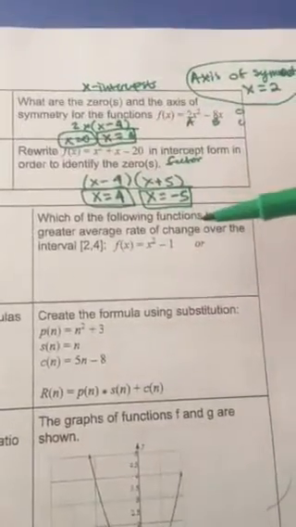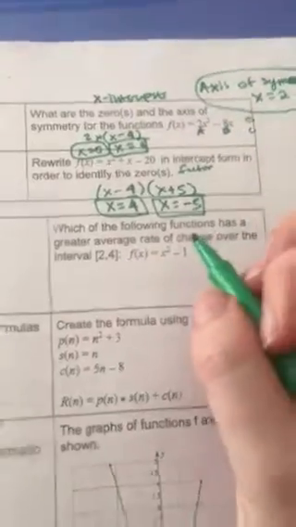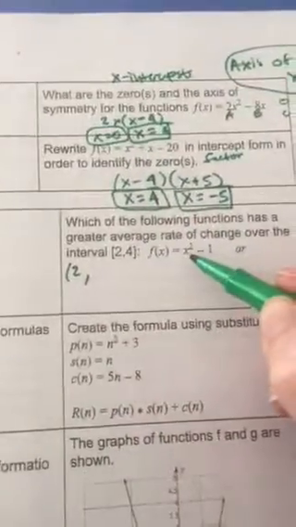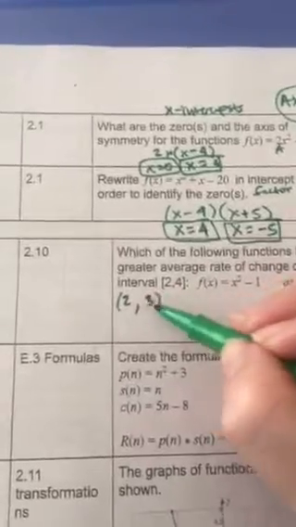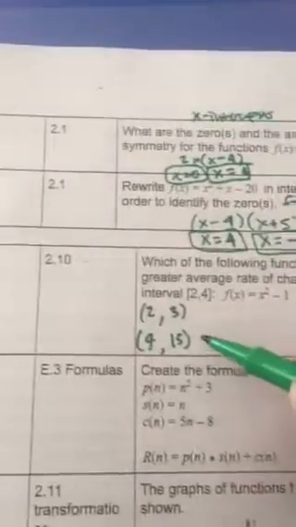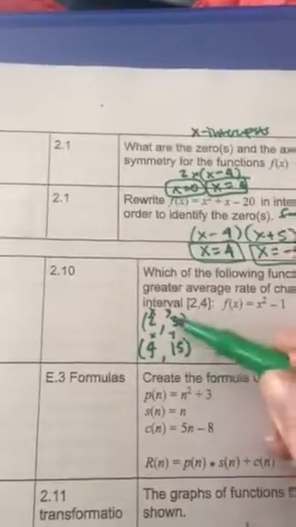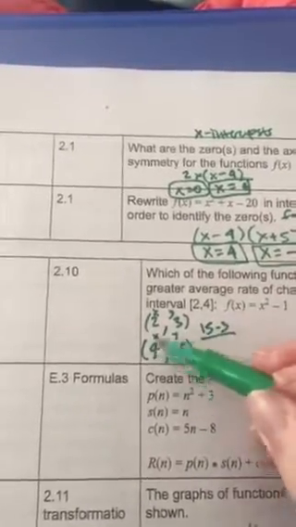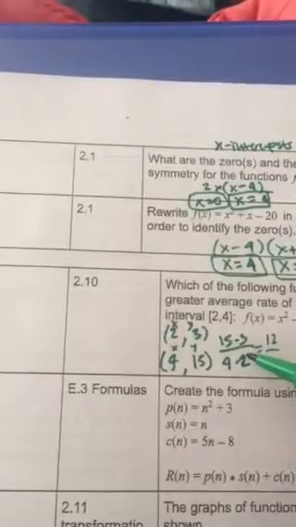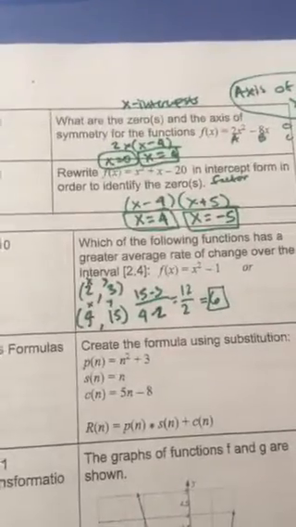Which of the following functions has a greater average rate of change over the interval 2, 4? So in order to find that, I need to plug in a 2 for x. 2 squared is 4, minus 1 is 3. 4 squared is 16, minus 1 is 15. Then I just have to find the slope. Y minus y over x minus x, 12 over 2, which equals 6 for my rate of change there.